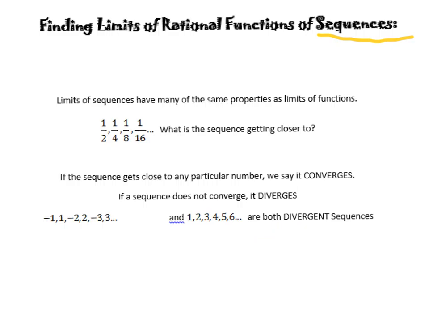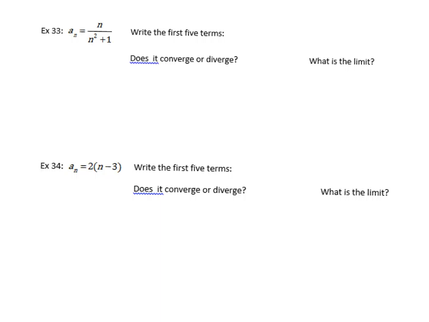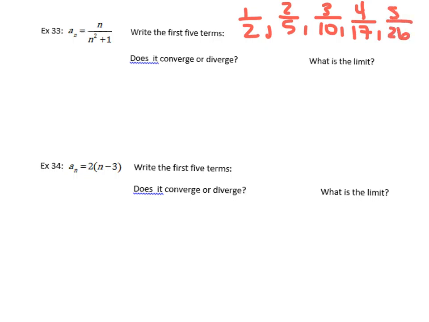That's a divergent sequence. Okay, so in example 33, a sub n equals n over n squared plus 1. I want to write the first 5 terms. So if I plug in 1, I'm going to get 1/2. If I plug in 2, 2/5, 3, 3/10, 4, 4/17, 5, 5/26. So if you notice, these numbers are getting closer and closer to 0. So it converges, and its limit is 0.